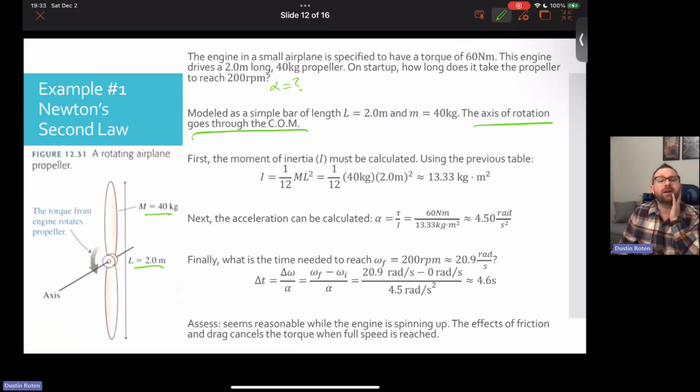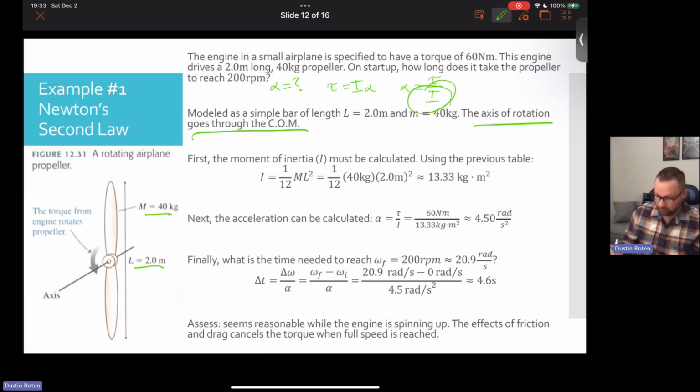We need to find the moment of inertia of this thing, because the way I want to approach this is to use the torque equation and then solve for alpha. We know what the torque applied is, right? It tells us in the problem that it's 60 newton meters. So I want to solve for alpha and just divide the torque by the moment of inertia. But I need the moment of inertia, so we'll calculate it.